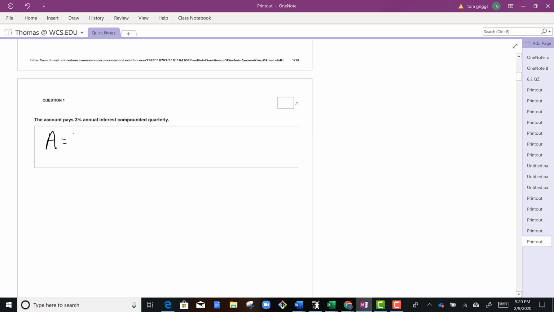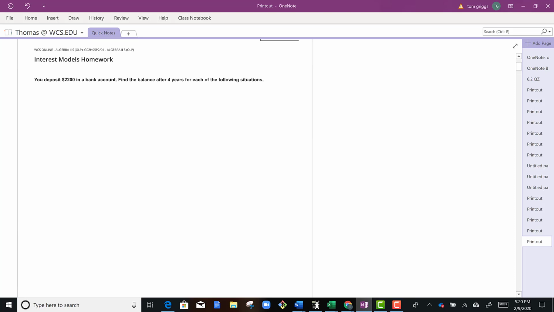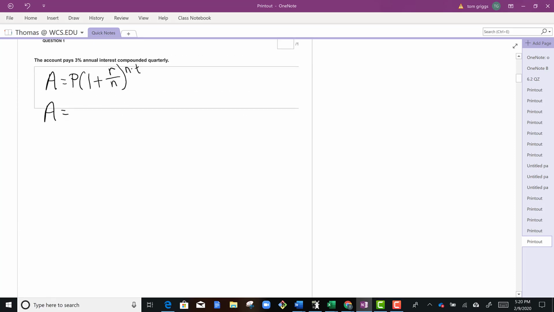So I'm going to use the compound interest formula. There's more than one way to set this up as far as variables go, but we're trying to find the final amount. Let's see. The initial principal was $2,200. The 1 represents 100%. Our growth rate is 3%. Notice I divided that by 100 before I put it in here, so 0.03.